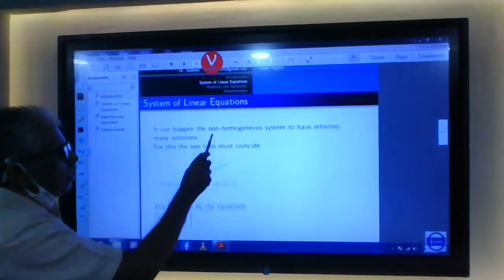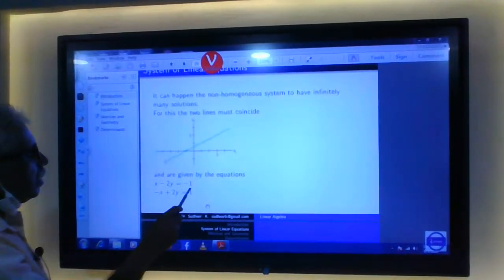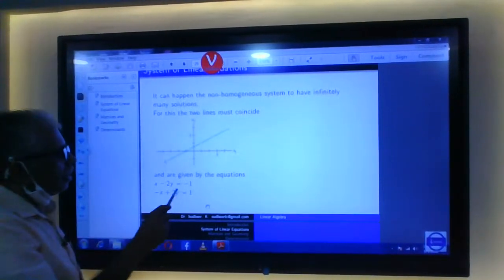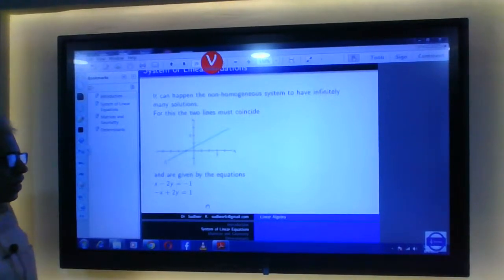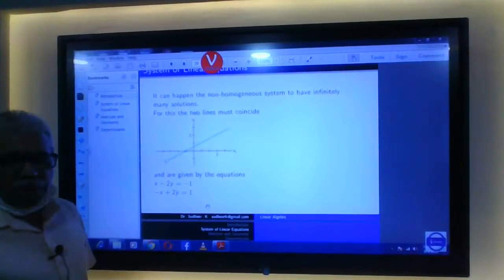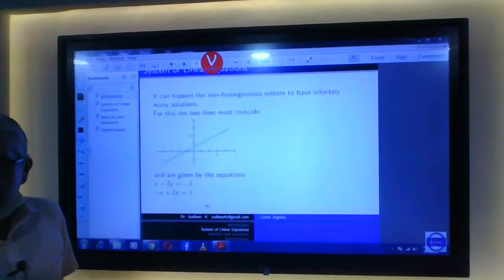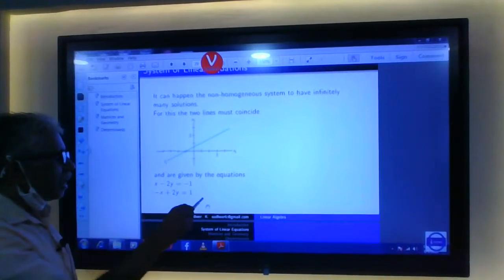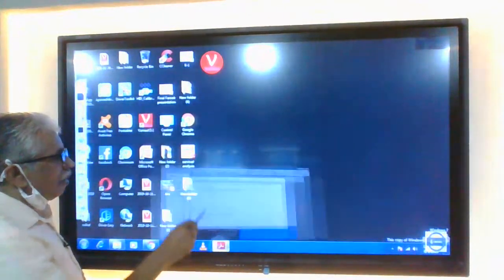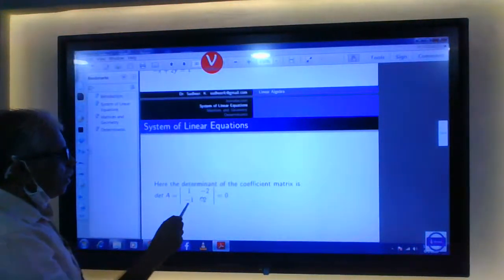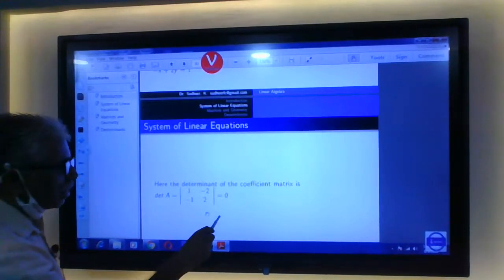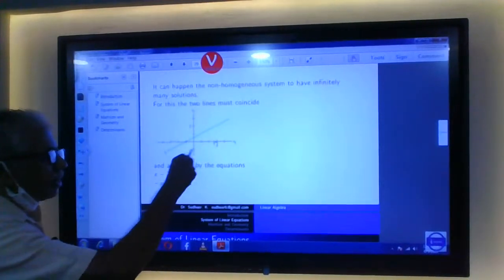And in the case of a 2 by 2 matrix with these equations, x minus 2y equal to minus 1 and minus x plus 2y equal to 1, consider these equations. Again, you consider what determinant A is. Taking the matrix 1, minus 2, minus 1, 2, the determinant will be 0. And when the determinant is 0, the two lines may be coinciding.